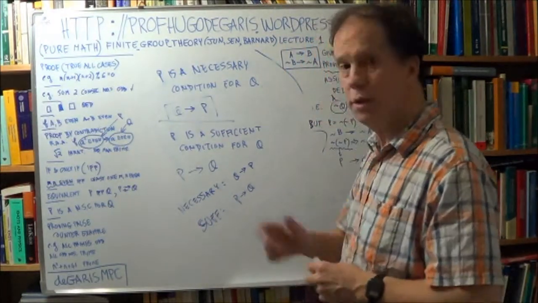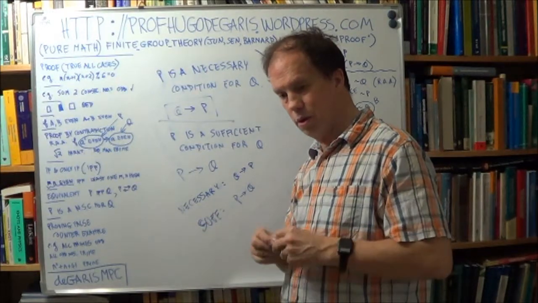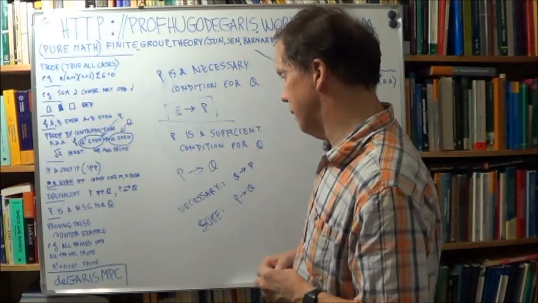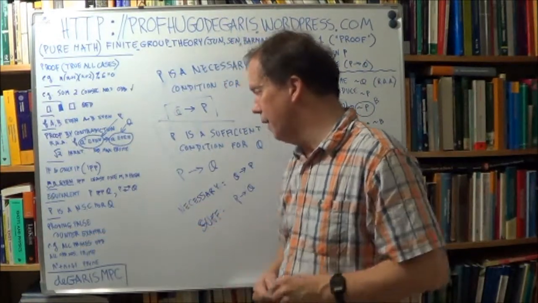Okay? So all you have to do is find one example where what you're trying to show is false. You show that it's false. And that example is called a counterexample. Right? Counterexample.